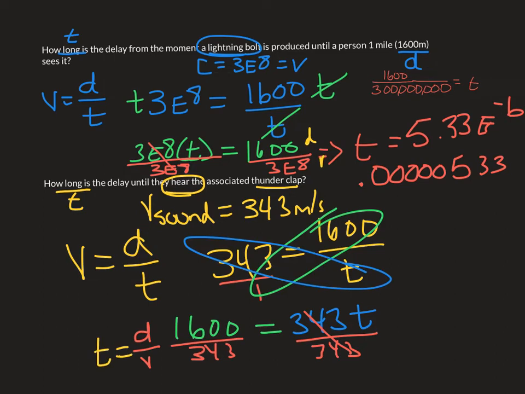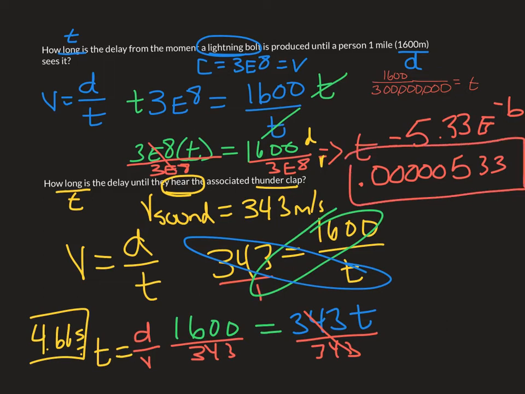So let's type this in the calculator and see what we get. It's a much bigger amount of time. Now it's going to take me 4.66 seconds in order to hear that thunder. So I'm going to see the lightning almost immediately, way less than a second, less than any of us are going to be able to make out. But it's going to take almost 5 seconds to get to me in terms of hearing it.